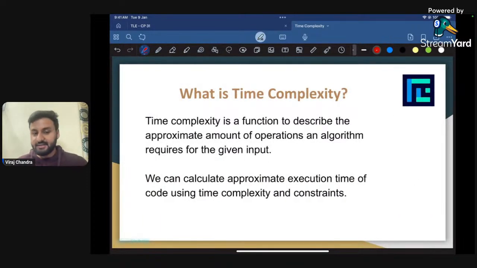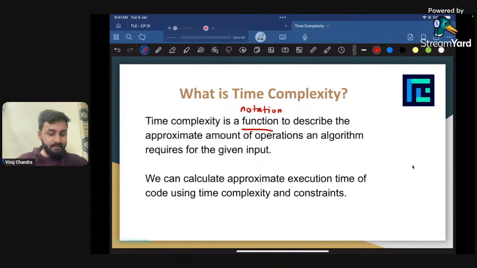What is time complexity? As I explained, time complexity is a function to describe the approximate amount of operations an algorithm requires for the given input. You can call this a notation also. We use the term notation also. That's pretty simple. Notation is used to approximate the number of operations an algorithm requires to perform. Now we can calculate the approximate execution time of the code using time complexity and constraints. So this is the general meaning of this part.